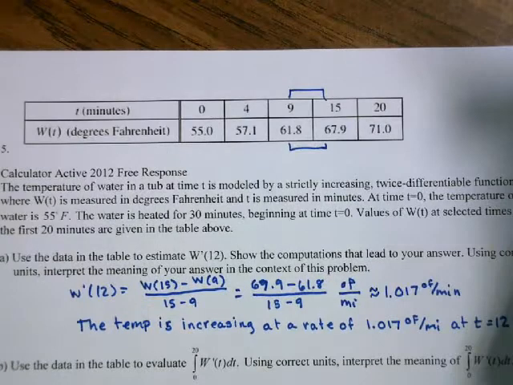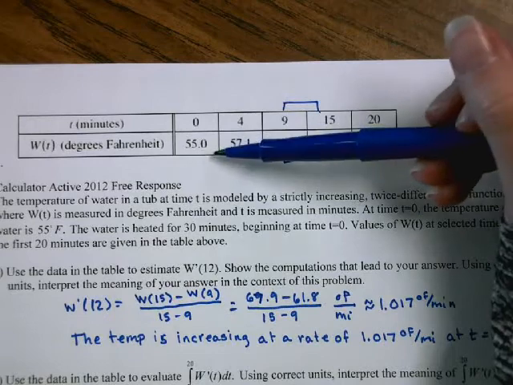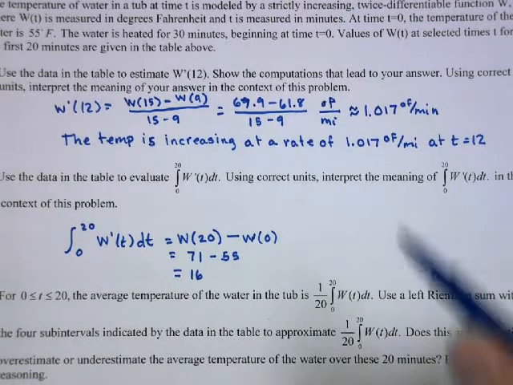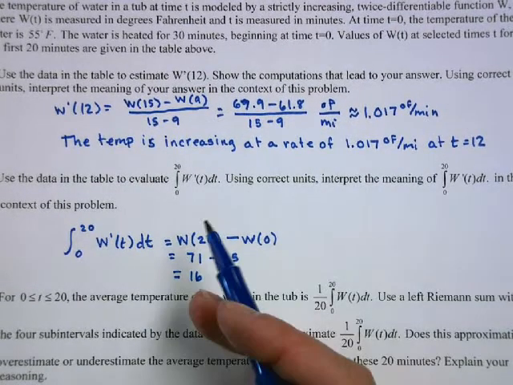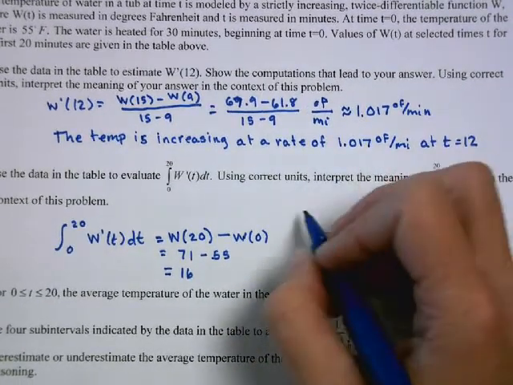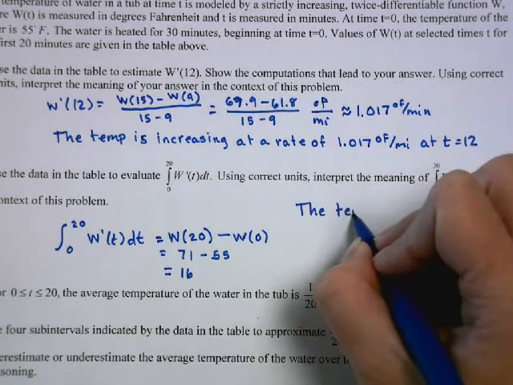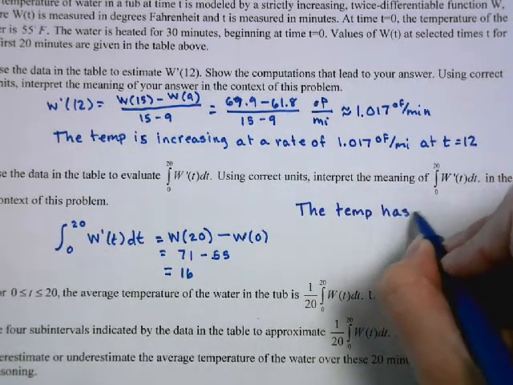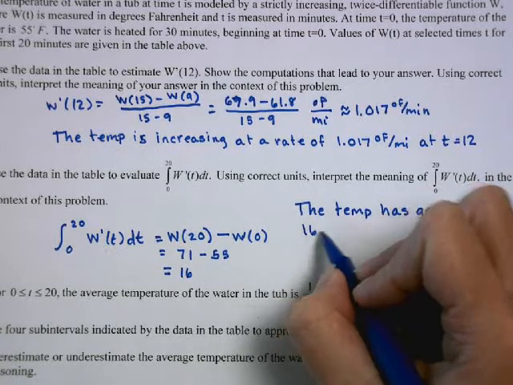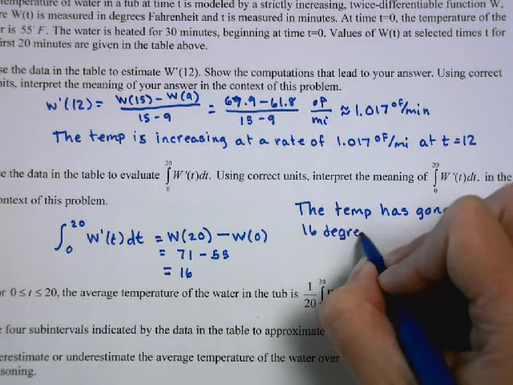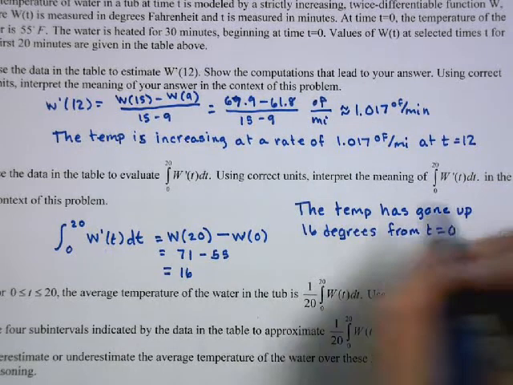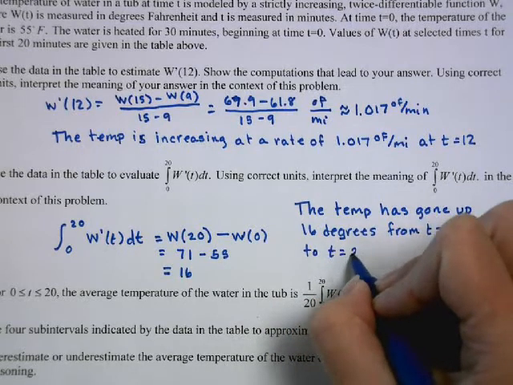Well, we took the temperature at 20 and subtracted the temperature at 0. So this one's pretty straightforward to think about. If I'm subtracting the end temperature minus the initial temperature, 16 is the increase in the temperature. So the temperature has gone up 16 degrees from t equals 0 to t equals 20.